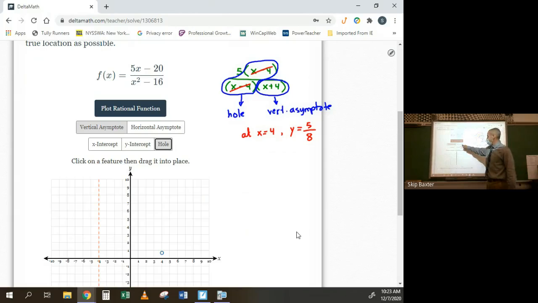For horizontal asymptotes, you just look at the order of the top and the bottom. The bottom's bigger. What does that mean?